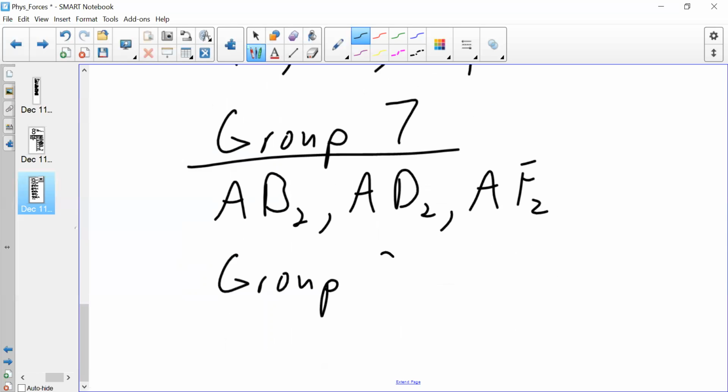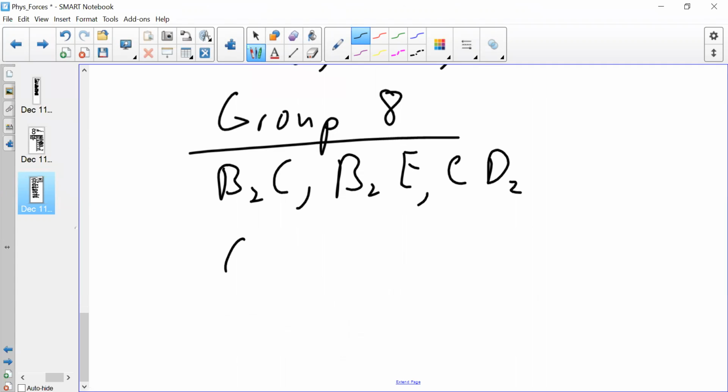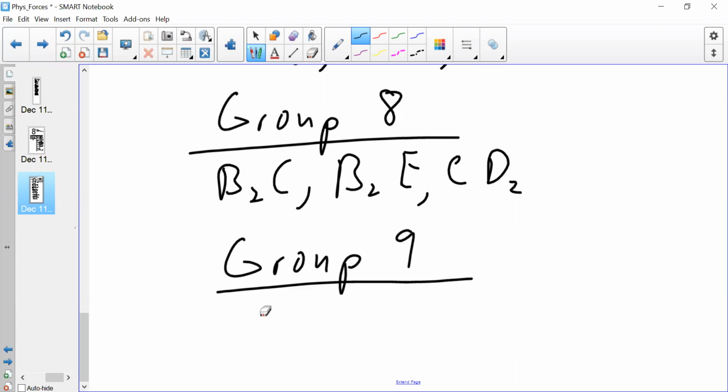Group 8, B2C, B2E, CD2. Group 9, CF2, D2E, EF2.